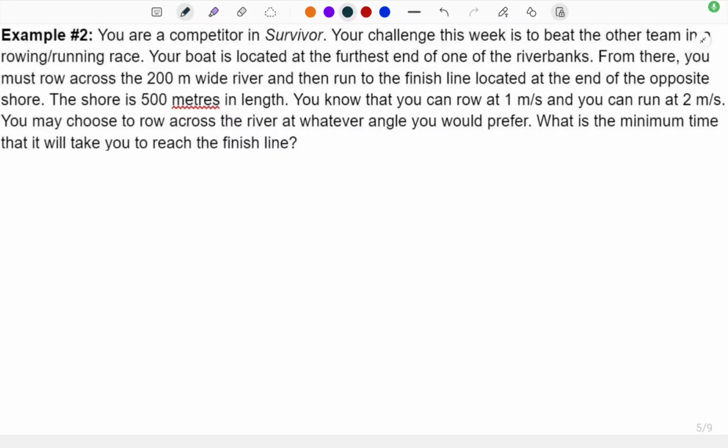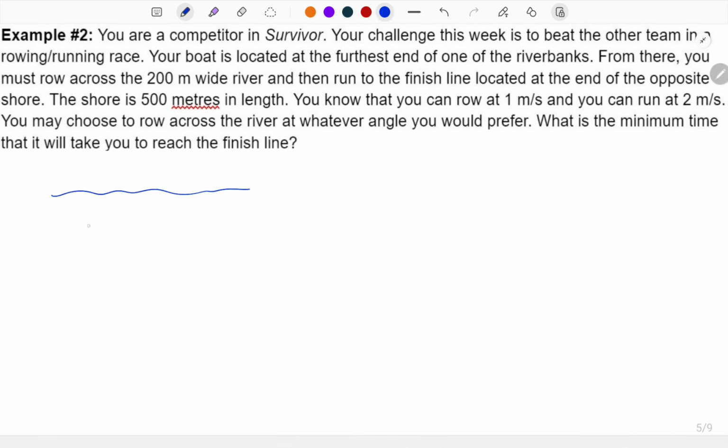All right, in this example, we're competitor and survivor, and our challenge is to beat the other team in a running and rowing race. Okay, so we've got a boat on one side of a riverbank, and we need to basically get across the riverbank and down the river. And we have specific measurements there. So let's just draw out the situation.